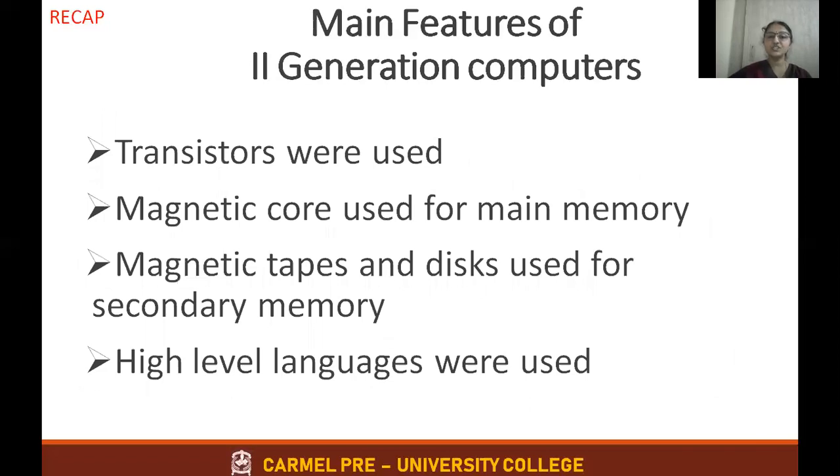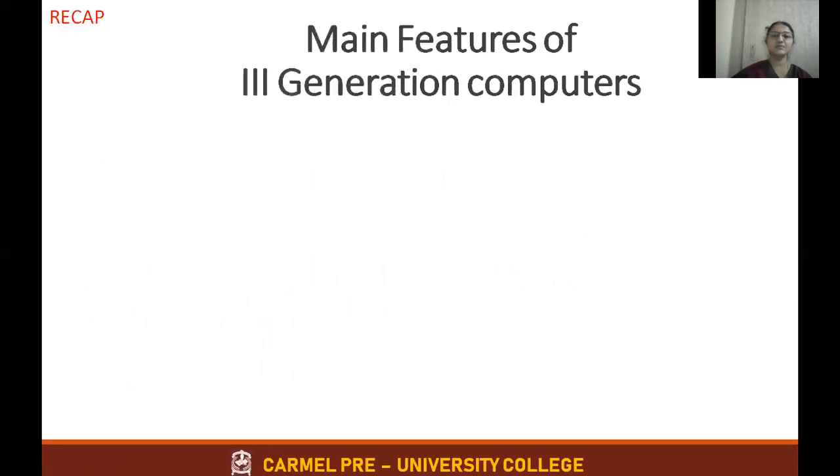Then what are the main features of second generation computers? The basic component used was transistors. Transistors were used as the basic component. Then magnetic core was used for the main memory. Then magnetic tapes and magnetic disks were used for the secondary memory. Then high-level languages were used in the second generation. These are the basic features of second generation computers.